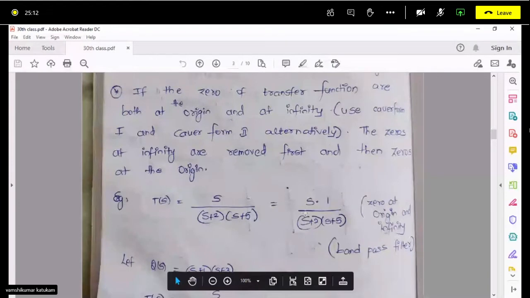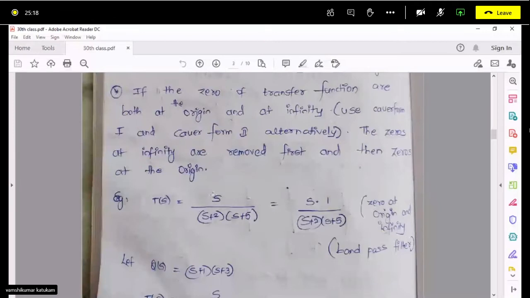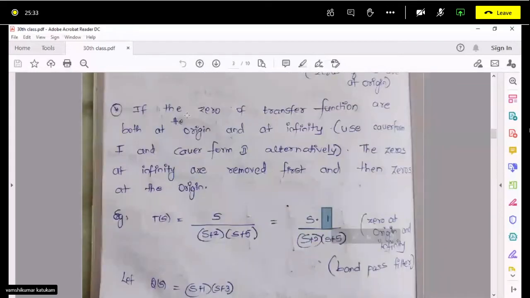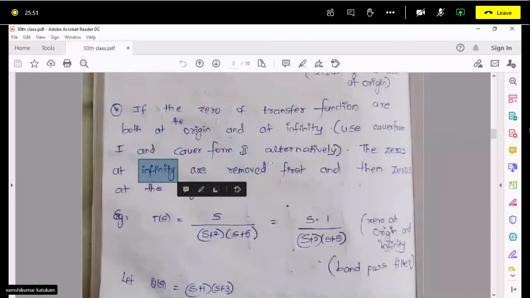Here the numerator degree is 1 and the denominator degree is 2, so there is one zero possible, which you can write as s into 1. Now this transfer function has a zero at origin and a zero at infinity. In such a case, use Cauer form 1 and form 2 alternatively. First we use Cauer form 1, removing zeros at infinity, and Cauer form 2 removes zeros at origin, which we have seen in today's class.